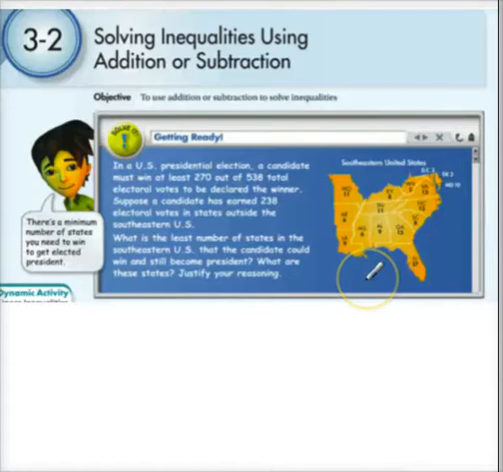Lesson 3-2, Solving Inequalities Using Addition or Subtraction. All right, in today's lesson, we'll be using what we learned in our last lesson, or reviewing how to graph an inequality on a number line. So today we're just adding one more step and we're solving inequalities, just like we would solve an equation, and then graphing that solution on the number line.